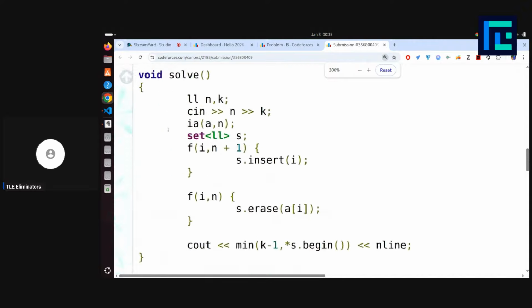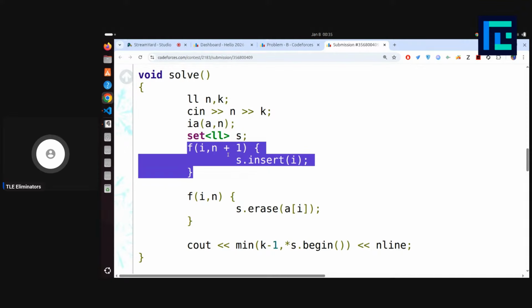Yeah, this is the code. Int n, k, scene n, k. And then to find the max, I just inserted the elements. I inserted all the elements from 0 to n into the set, because the max of n elements cannot be greater than n, right?